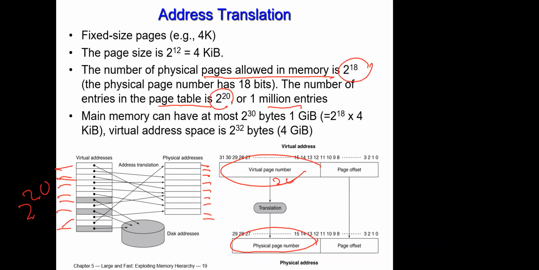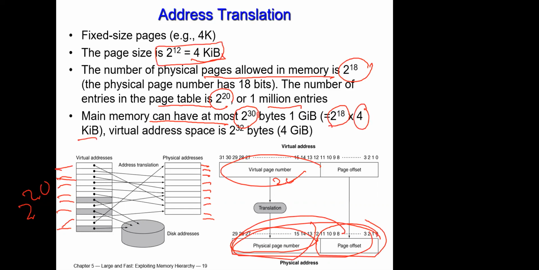So the main memory can have at most 2 to the power of 30 bytes, because we have 30 here. But we can also calculate that differently by multiplying 2 to the power of 18, which is this, by 2 to the power of 12, which is this, 4K. This is exactly 2 to the power of 12. 2 to the power of 12 multiplied by 2 to the power of 18 is equal to 2 to the power of 30. For the virtual address space, we can do exactly the same, and it is 2 to the power of 32, so it's 4 gig instead of just 1 gig.